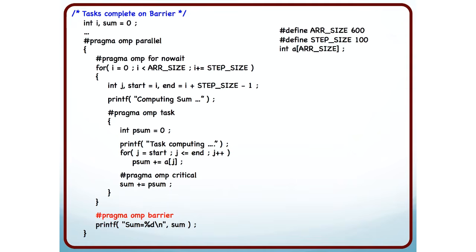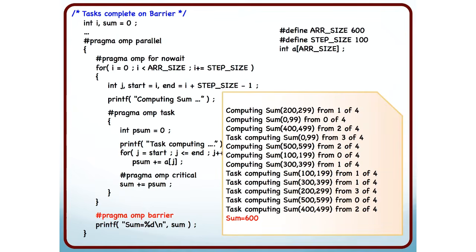So one thing I can do is explicitly say #pragma omp barrier here. So even if I have nowait and I have put an explicit barrier over here, what's going to happen? Again, all the tasks have to be completed on barrier, therefore I'll again get the correct result. Alright? So the important takeaway is that tasks complete on barrier.